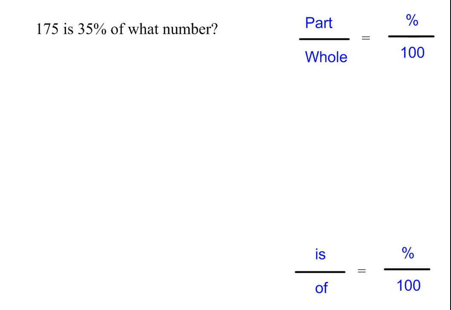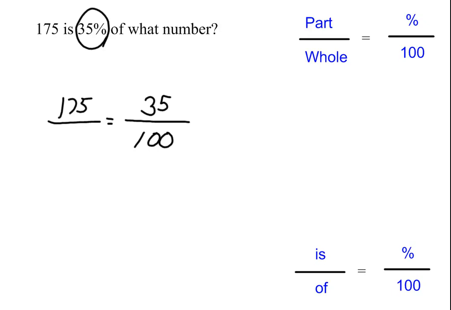175 is 35% of what number? So we set up our equation, just like always, with the 100 underneath. It tells us 35%, so we'll put that up there. And this one says 175 is 35% of what number? So we know the 175 goes here in the "is" spot. And what we don't know is "of what number," so we know that this is where our question is. This is what we're asking.